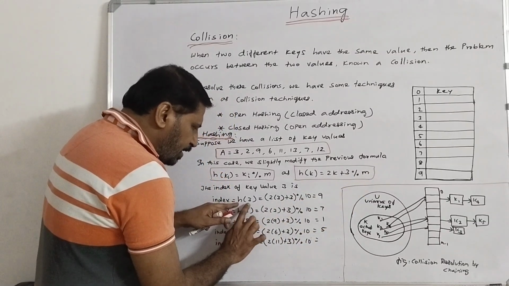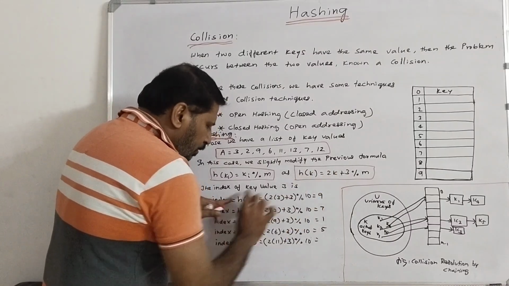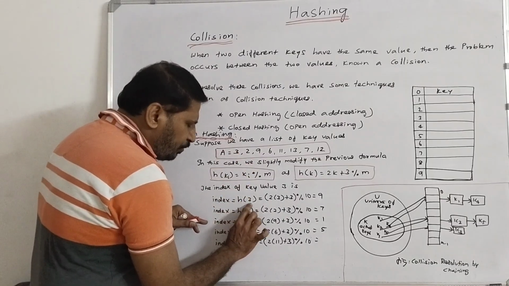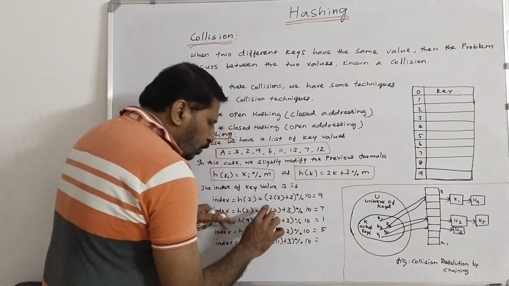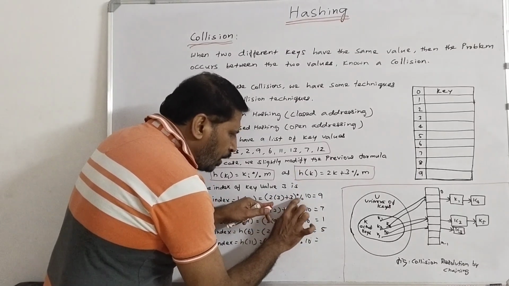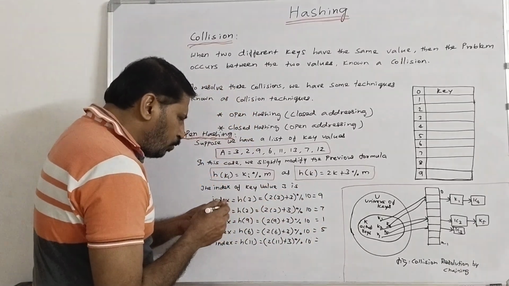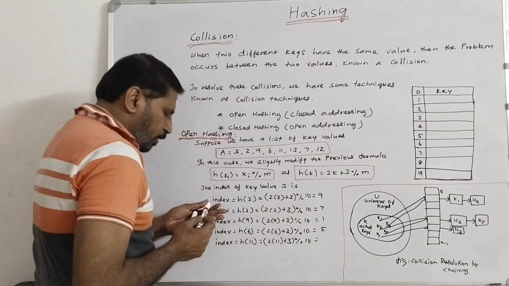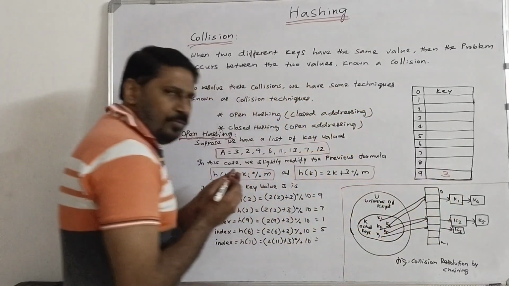So here it is h of 3 equal to 2 into 3 plus 3. Whatever k, the k which is applied here is 3, because the first number is 3. So h of 3 equal to 2 into 3 plus 3 modulo 10. What is it? 2 into 3 is 6. 6 plus 3 is 9. 9 modulo 10 is 9. Okay. So I go to the 9th index and I store the value 3.